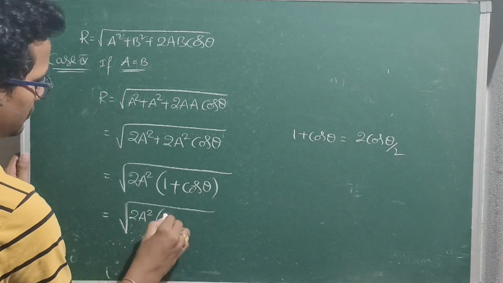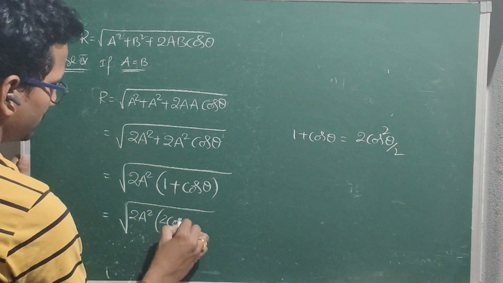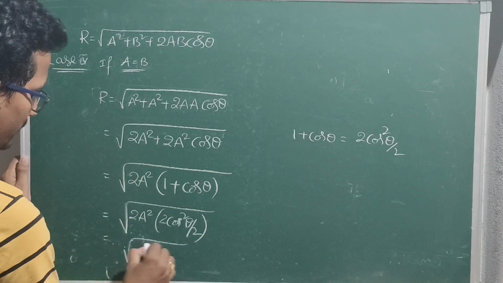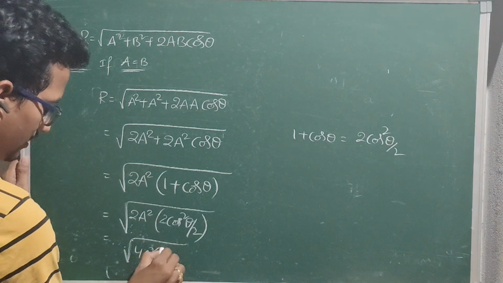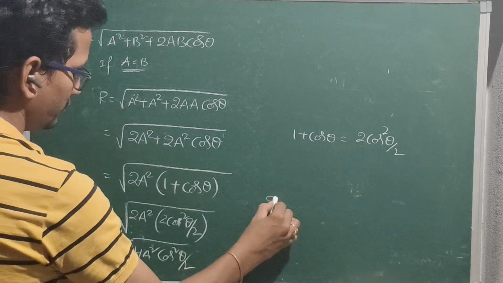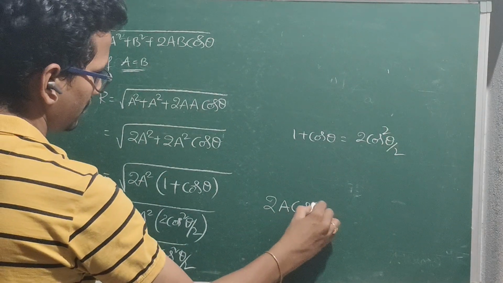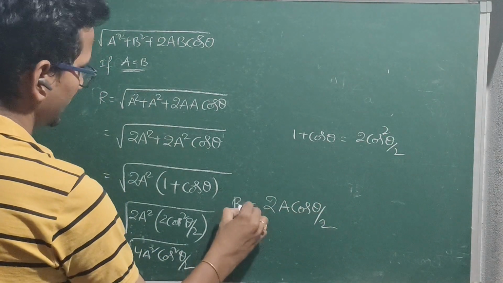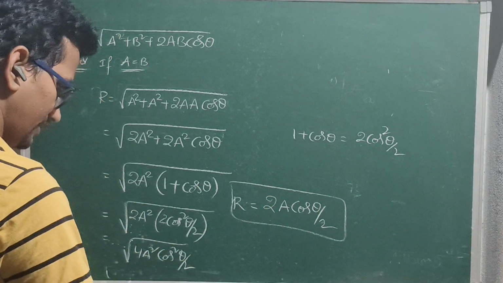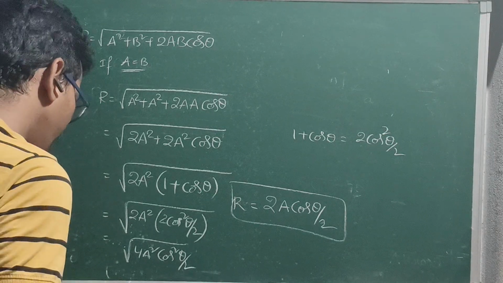So 2A square into 2 cos square theta by 2. What is the value? 2 into 2 is 4, so 4A square cos square theta by 2. The square root of that gives 2A cos theta by 2. We will be getting the resultant vector when A is equal to B.